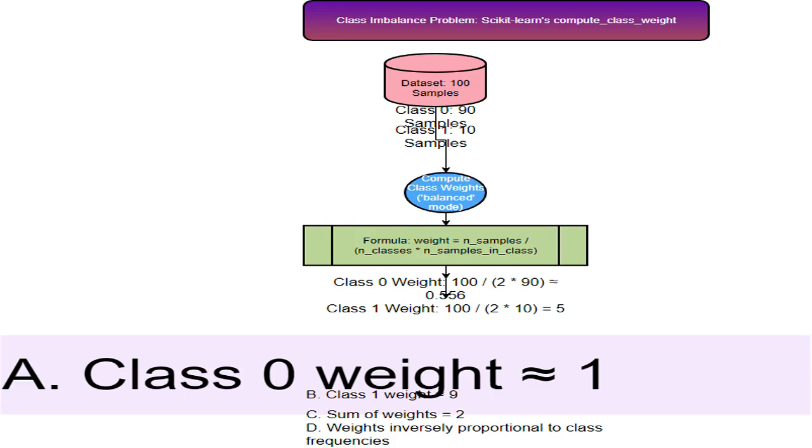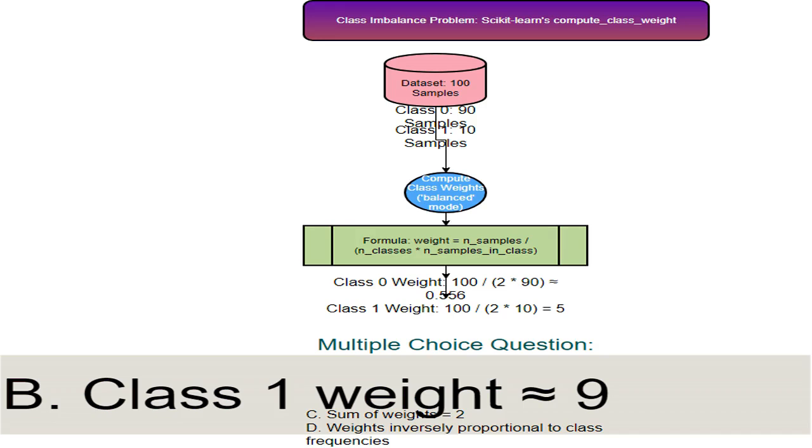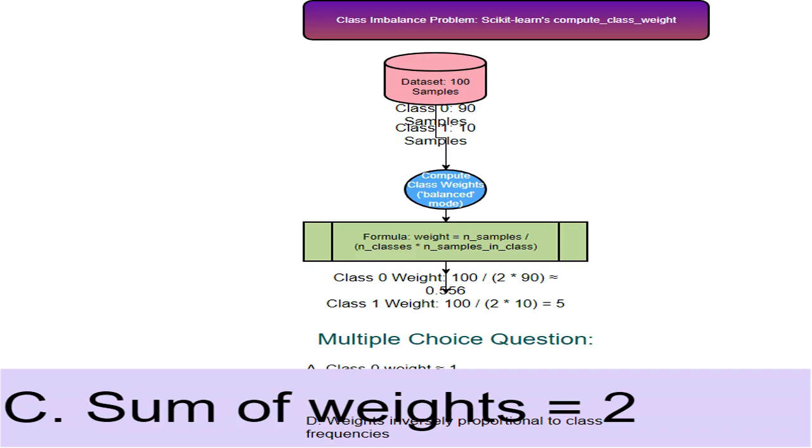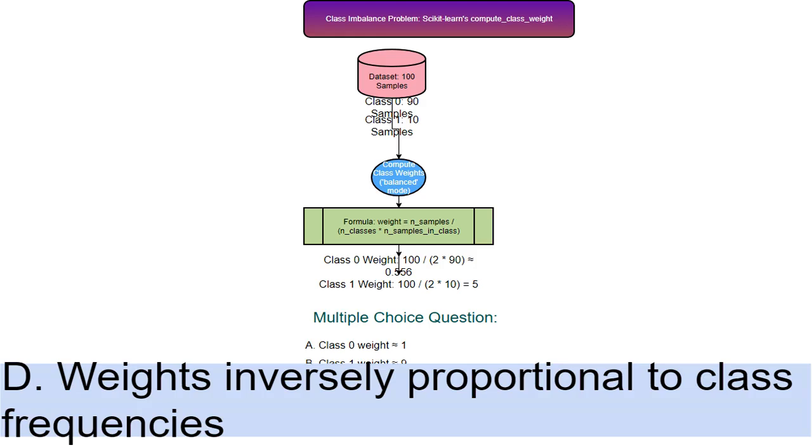This is an option in the multiple-choice question. It presents a possible answer for the weight of the majority class. This is another option, providing a proposed weight for the minority class. This option poses a condition on the sum of weights for both classes. This option states the relationship between the class weights and the frequency of each class, which is the core principle of the balanced mode. This is a key concept to keep in mind.